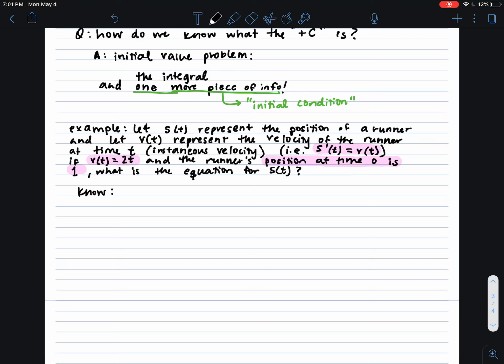So I'm just going to write those again down here. We know S prime of t is V of t, which is 2t, and we know the initial position. This is our initial condition. That the position at time 0 is 1, which is saying the position s at time 0, so s of 0 is 1. And we want to find s of t.